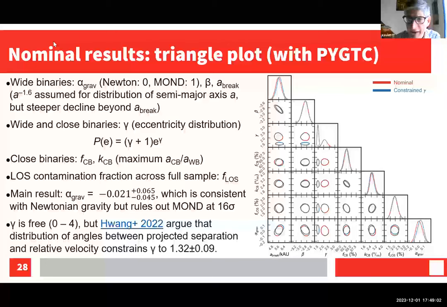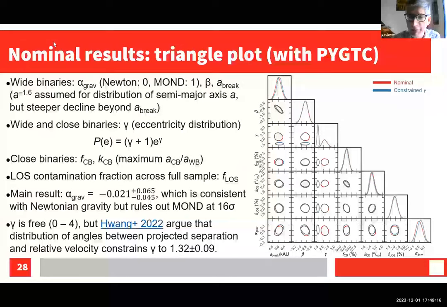Your line of sight fraction, for example, is a very small percentage. You have no isolation cleaning parameters, and yet this line of sight fraction is a very small 2%. That is also inconsistent with recent work by Pittordis and Sutherland, who find a significantly larger line of sight contamination in their binaries, of over 20 or 30%.